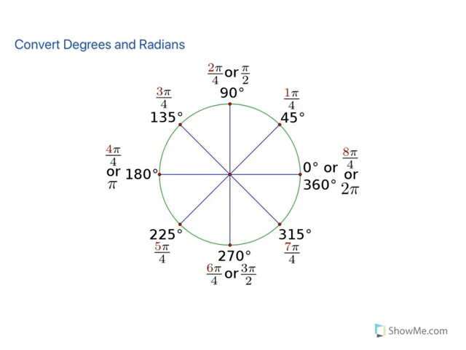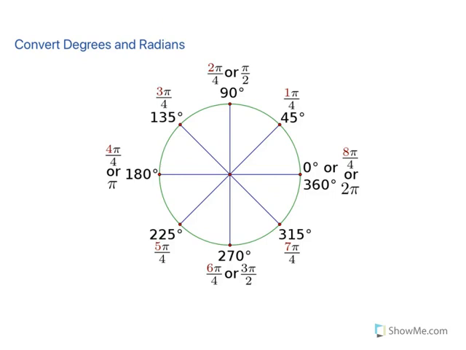Now, how do we convert these into each other? Well, let's discuss the basic formulas. The measure of an angle is found by analyzing the rotation from the initial side to the terminal side. In radians, one complete counterclockwise revolution is 2 pi, and in degrees, one complete counterclockwise revolution is 360 degrees.